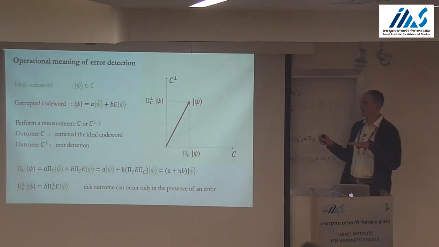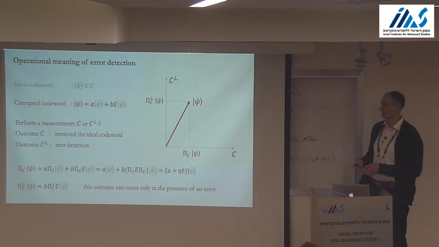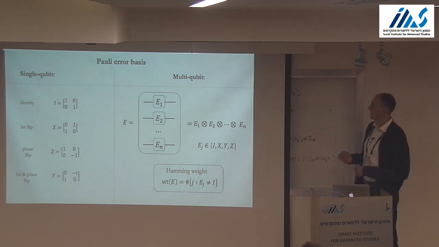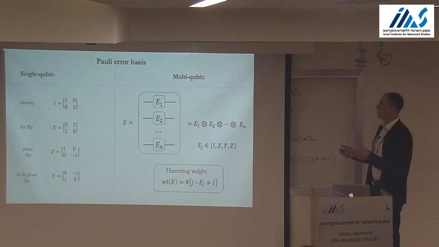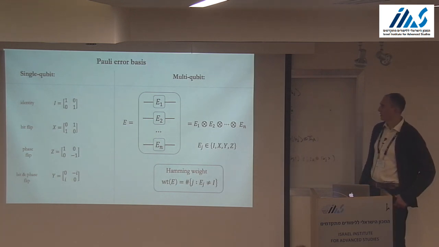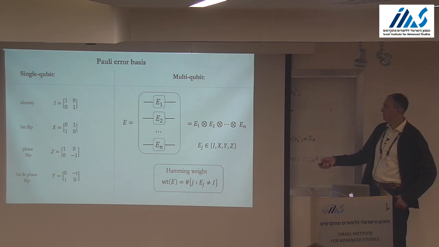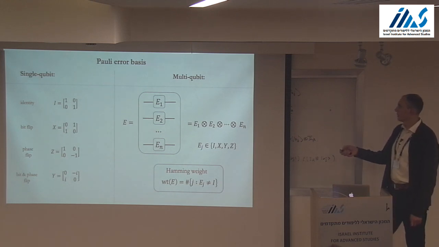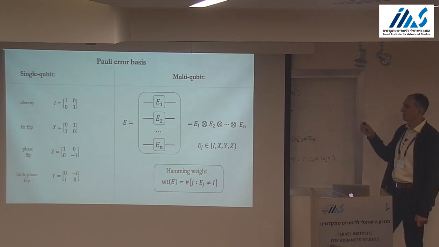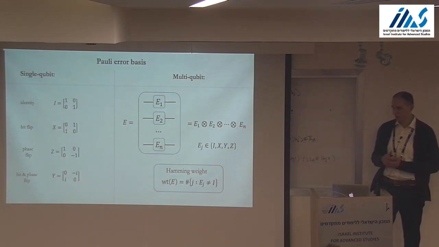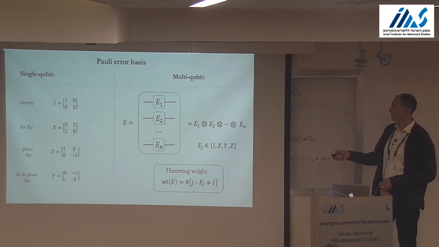But I will show you some examples of errors in a little bit. Oh, actually, here it is. Yes, so I will express all error operators in a basis of Pauli errors. For a single qubit, we have four Pauli errors: identity, bit flip X, phase flip Z, and the combination of bit and phase flip Y. And for n qubits, we have 4 to the n different Pauli errors, and these are just all possible tensor products of single qubit Pauli errors. So on each qubit, we have one of 4 possibilities.